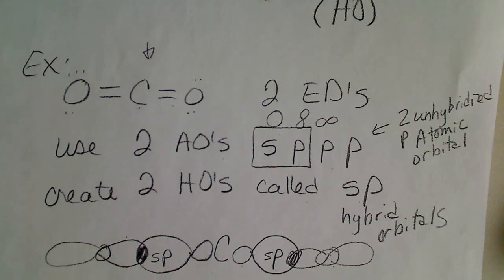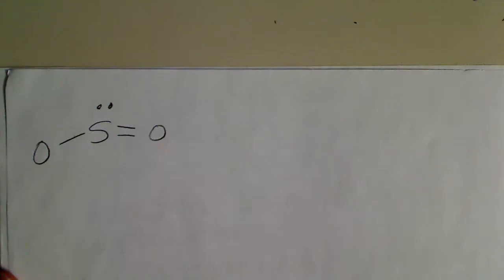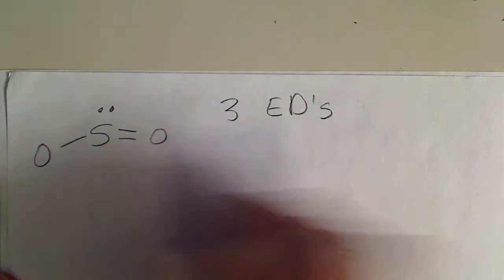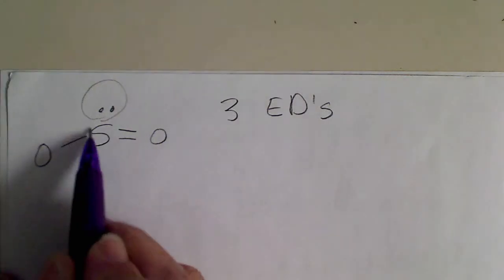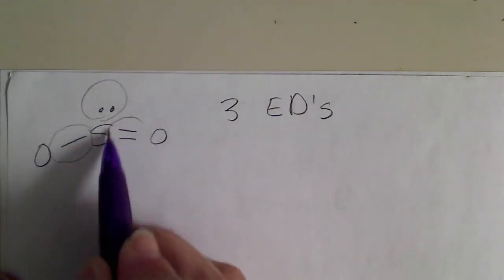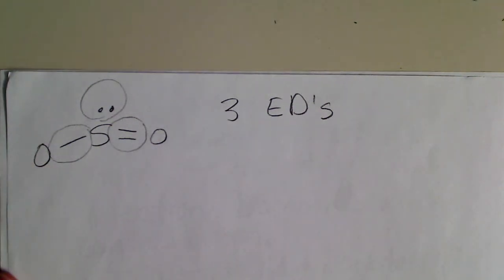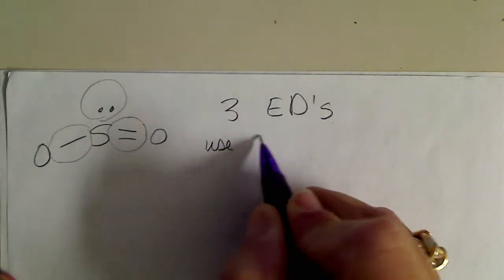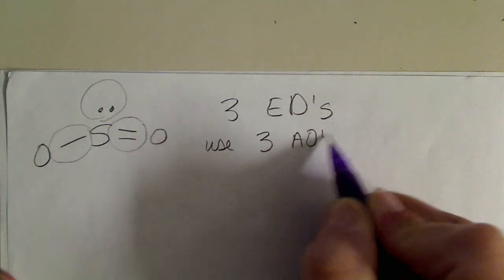If there are 3 electron domains, so if I draw something with 3 electron domains, maybe sulfur dioxide, I'll do that. I've drawn that before. So here there are 3 electron domains. So remember that a lone pair counts as one group, the single bond counts as one group, and the double bond counts as one group of electrons. So there are 3 electron domains, so we're going to use 3 AOs, 3 atomic orbitals.